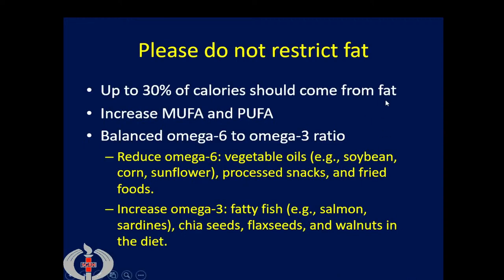Up to 30% of calories should come from fat, and we should increase their monounsaturated fatty acid and polyunsaturated fatty acids, and a balanced omega-6 to omega-3 ratio should be there. We have to reduce their omega-6 vegetable oils, processed snacks, and fried foods, and increase their omega-3, that is fat coming from fatty fish, flax seeds, and walnuts in the diet.